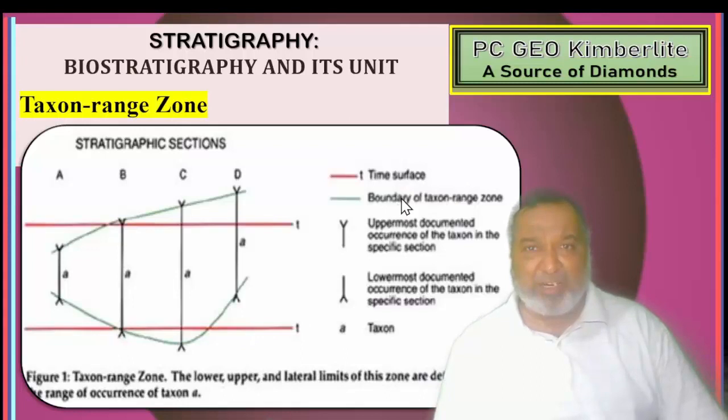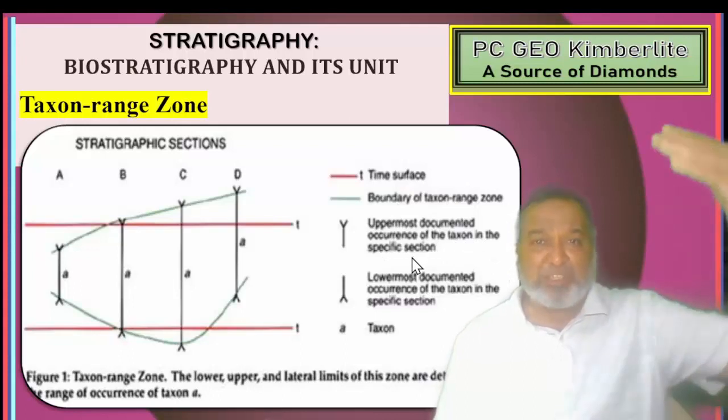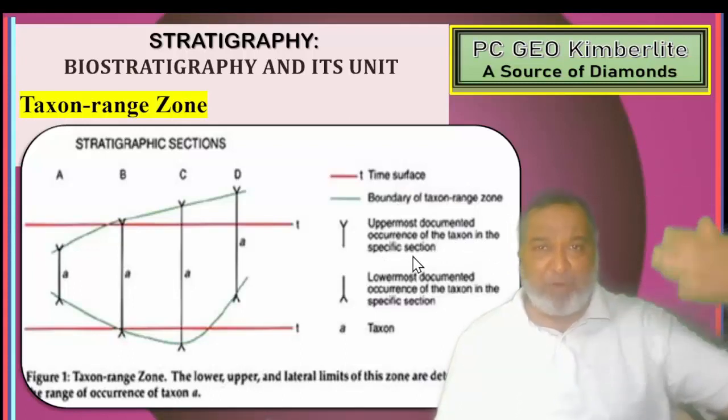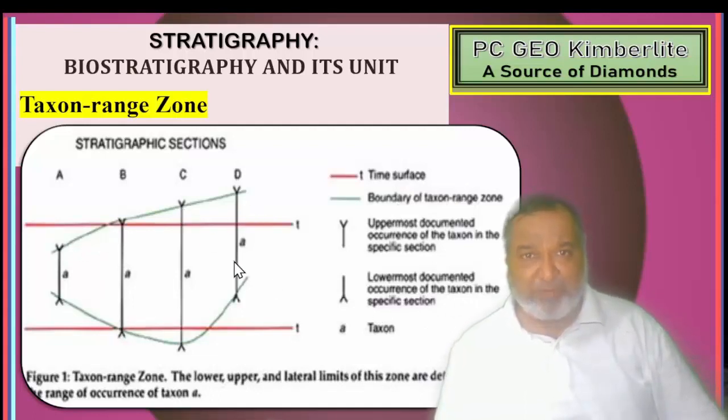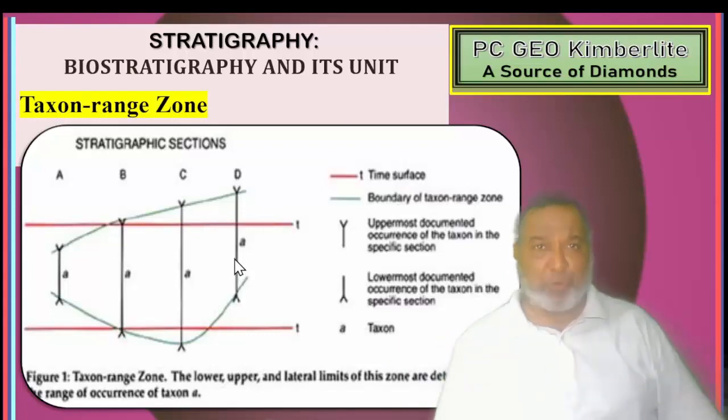Now I can see the time surface. Yes, this is what we have, the time surfaces, which are shown by the red lines. The boundaries of the taxon range are given by the green ones. This Y shape at the top is the uppermost documented occurrence of the taxon in the specific section. And this Y on the lower side is the lowermost documented occurrence of the taxon in that particular section. So this is the stratigraphic zone given on that particular taxon range zone.